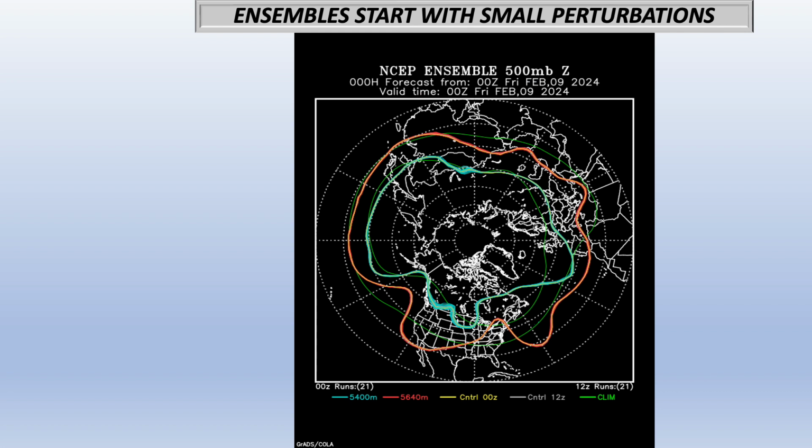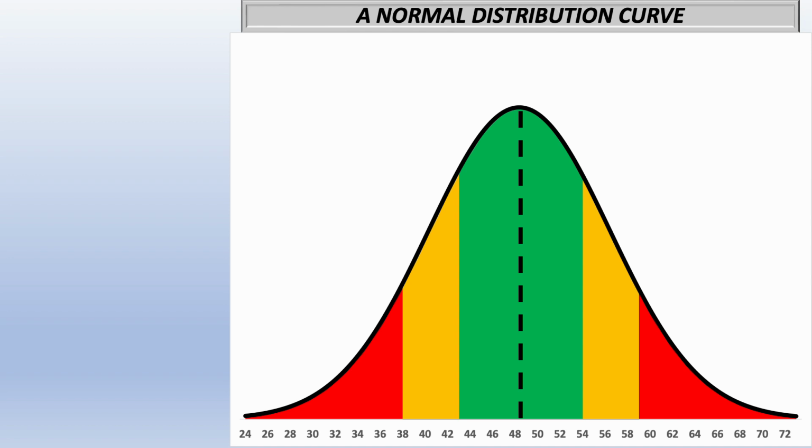And so this is one of the purposes of ensembles, to be able to quantify the amount of uncertainty. In other words, if those small changes end up having a huge impact in the solutions 5 or 6 days down the road, then if the solutions are all over the place, you have low confidence in your forecast. And if they're very similar, then you have high confidence. So it's a way to quantify the amount of uncertainty.